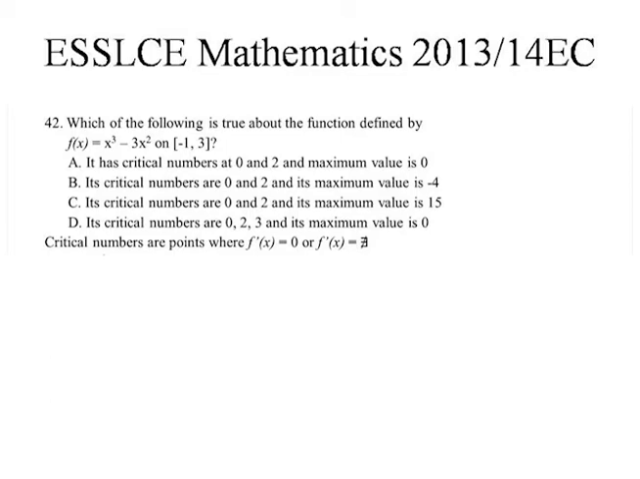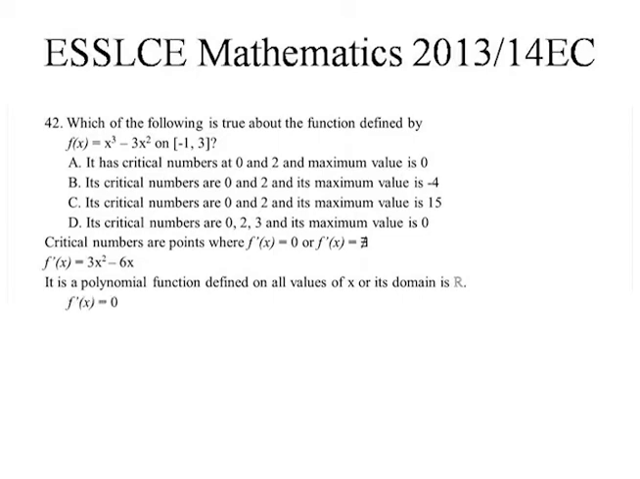F derivative of x is equal to 3x squared minus 6x, meaning the derivative of x cubed is 3x squared minus the derivative of 3 times x squared, which is 6x. The derivative of f of x is a polynomial function defined on all values of x, and its domain is all real numbers, and it is differentiable on all values of x. Hence, the critical numbers are those numbers where f derivative of x is equal to 0.